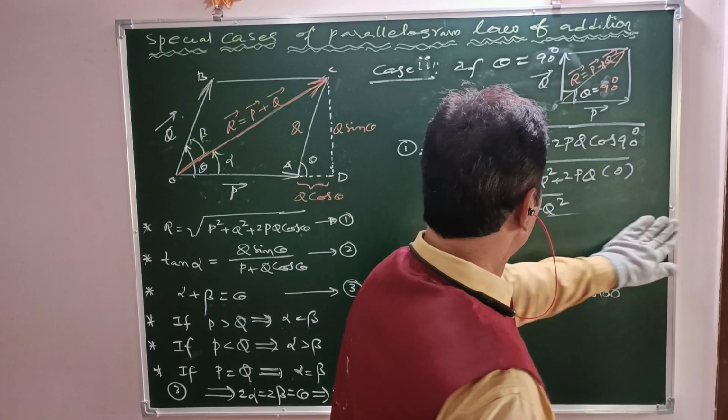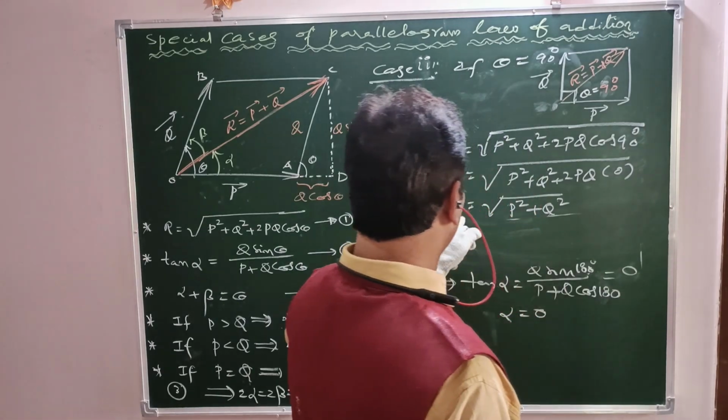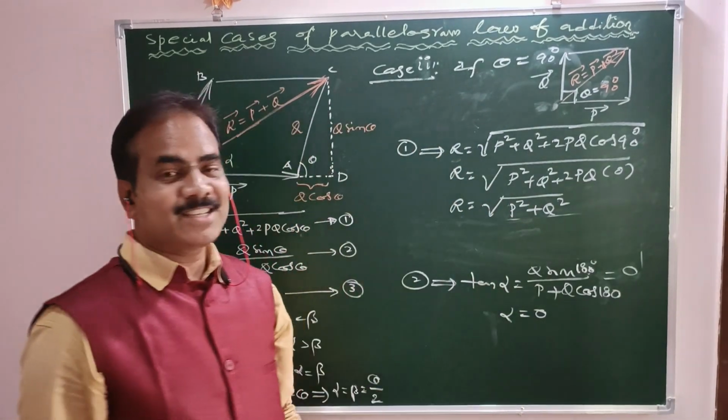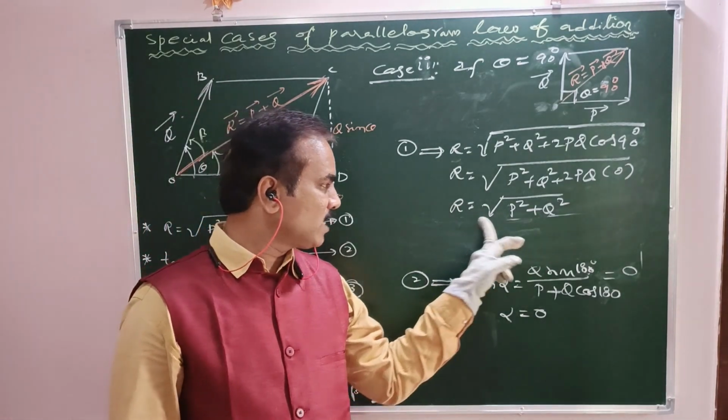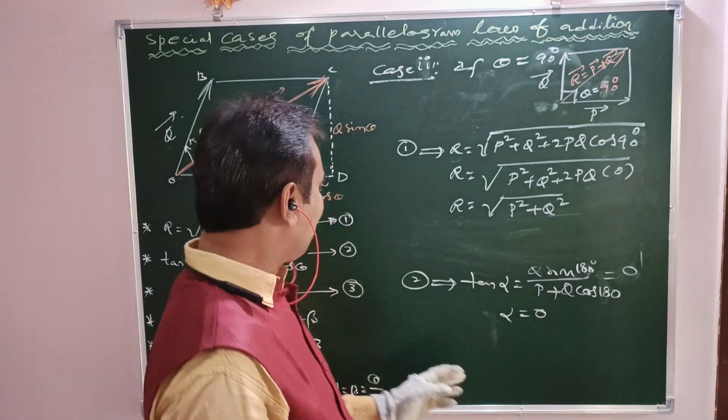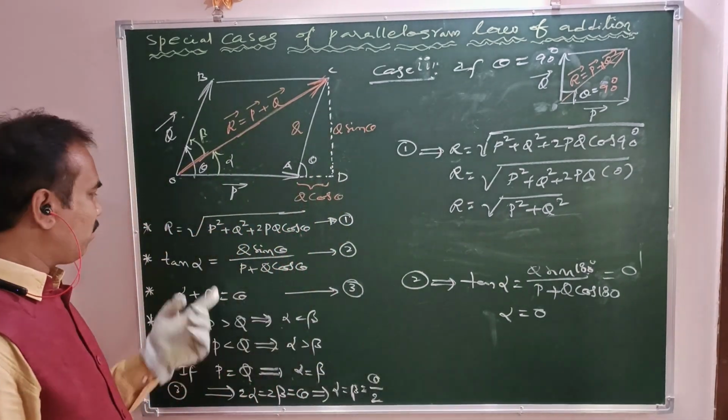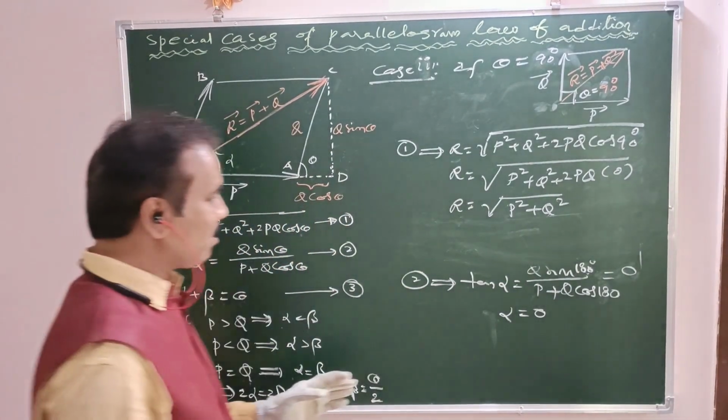Root over P square plus Q square. Definitely this resultant lies between R maximum and R minimum. Now coming to the second expression, tan alpha equal to Q sin theta by P plus Q cos theta.